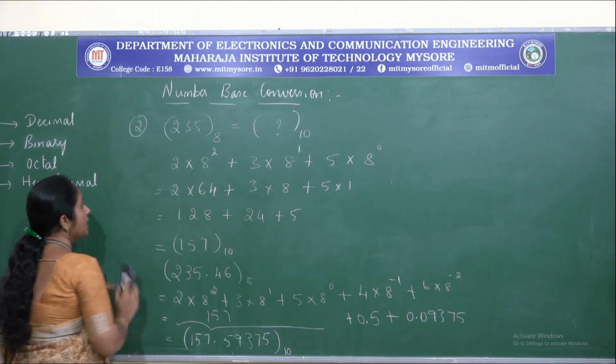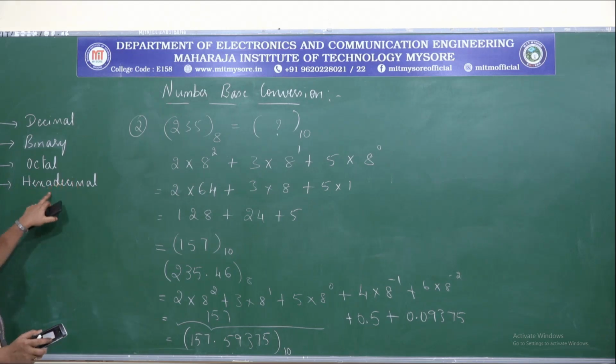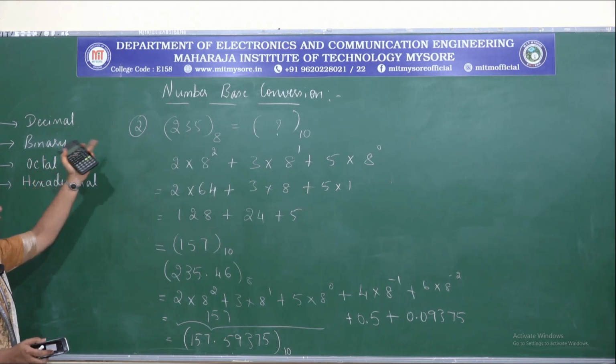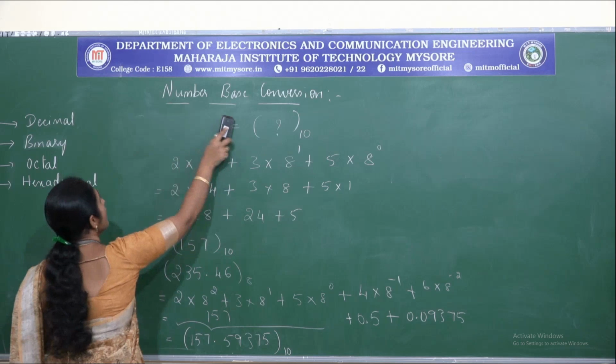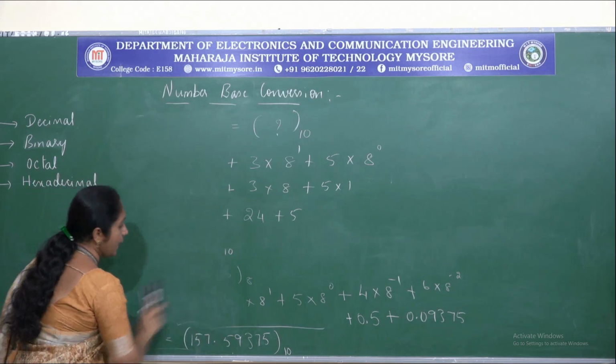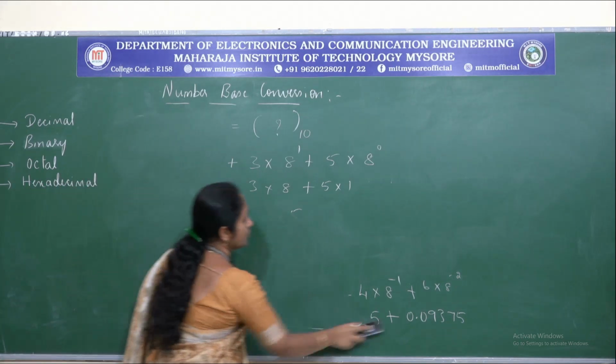Now let us see the next conversion, that is hexadecimal to decimal conversion, and for that let me consider one more example and let me explain the conversion procedure.